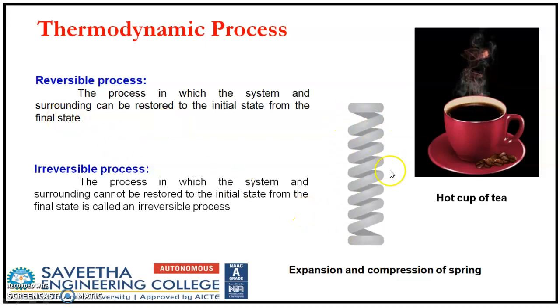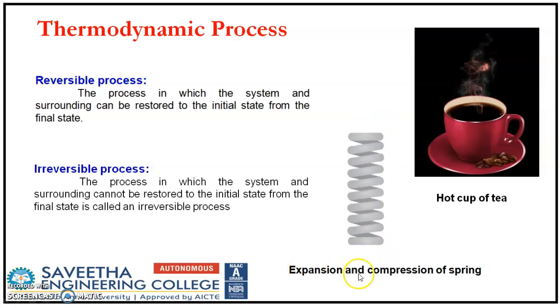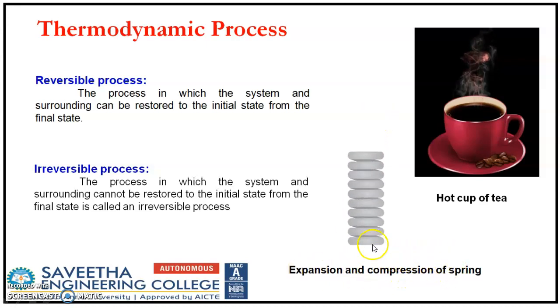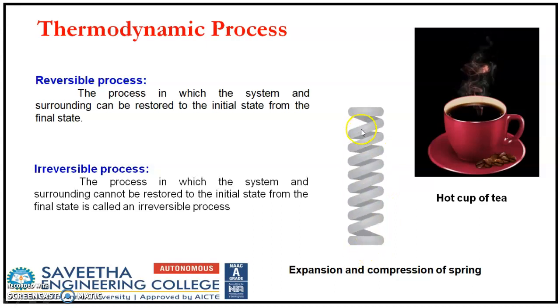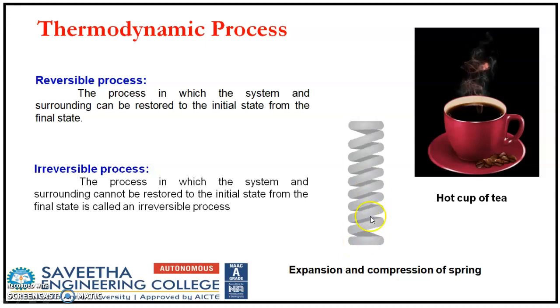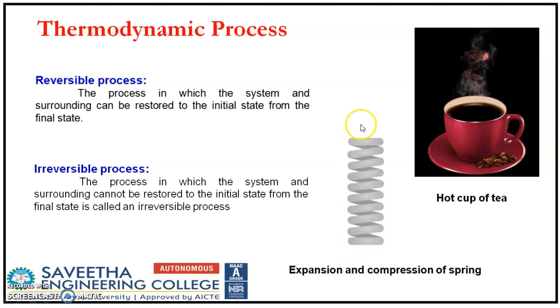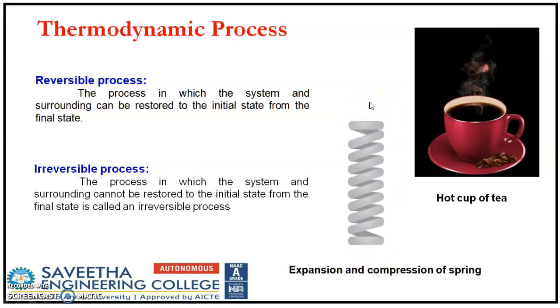See, this is a basic real-time example of a reversible process: the expansion and compression of a spring. Here you can see that once the spring is expanded, it can be restored to the initial state. And if it compresses, after that it can move to the final state. So this is the example for a reversible process.